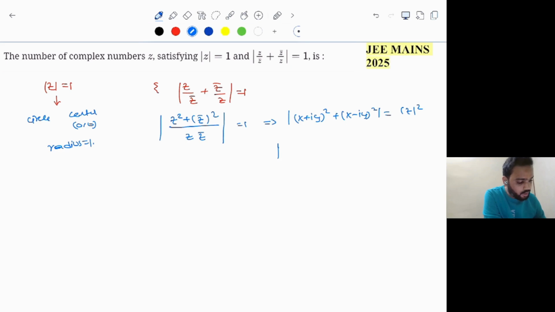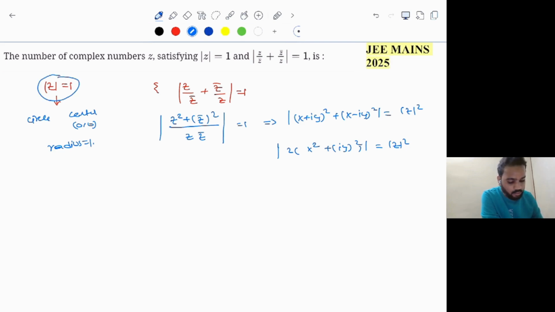So, the left hand side is just like a plus b whole square plus a minus b whole square, which will be 2 times of a square plus b square. That is 2 times of x square plus iy whole square, and that should be equal to mod z whole square. Now, very clearly here, we know that mod z is already equal to 1 from the first equation, because it has to satisfy both of them simultaneously, right? Which means equation 1 is correct. That is, mod z is equal to 1.